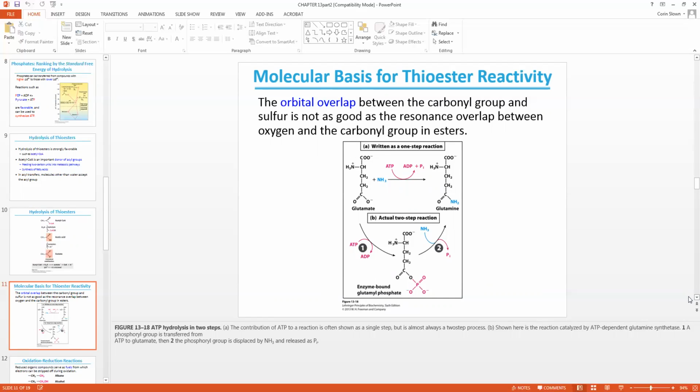So while the contribution of ATP to a reaction is often shown as a single step, it's almost always actually a two-step process. So here, if we're taking a look, this is a reaction that's catalyzed by ATP-dependent glutamine synthetase, and the phosphoryl group is transferred from ATP to glutamate. Then the phosphoryl group is displaced by the NH3 and released as a free phosphate.